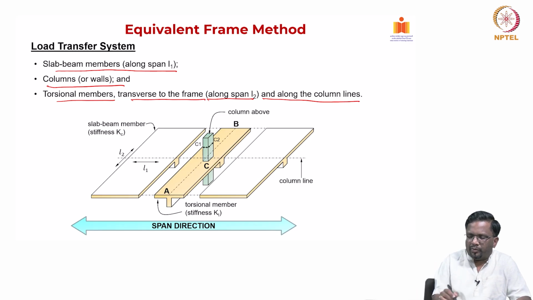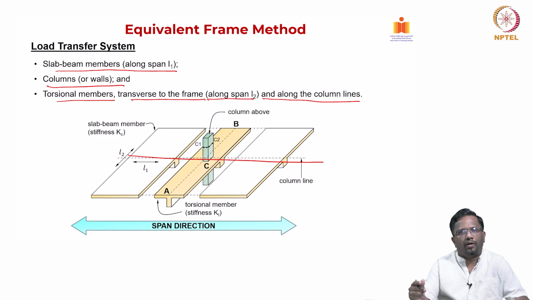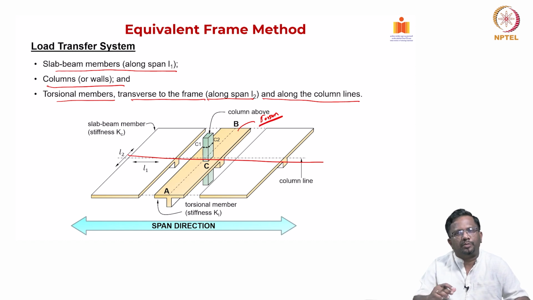For example, if I am doing the analysis on this particular design strip, then you can see that you have a slab, and this member ABC is actually a beam that is running perpendicular to the span where we are doing the analysis, that will be contributing in torsion. So, we have to account for that. The torsion stiffness of that member has to be included somehow in our equivalent frame.